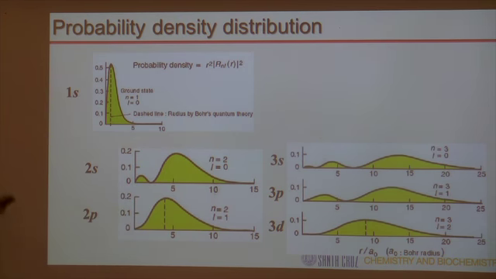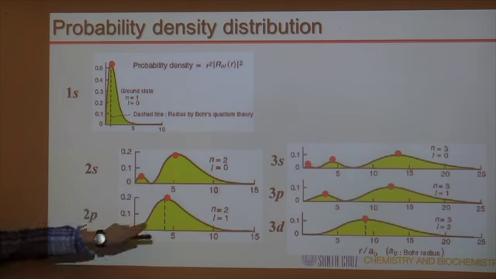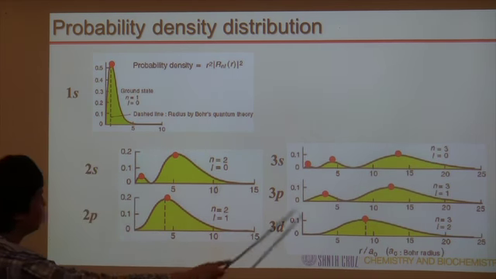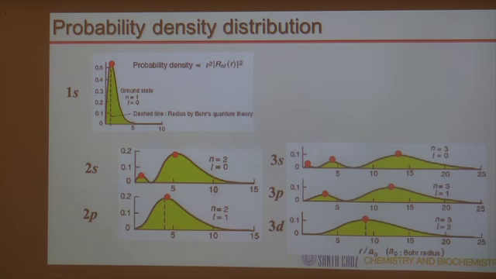So for 1s, how many peaks do we have? 1. For 2s, 2. 2p, 1. 3s, 3. 3p, 2. 3d, 1. Can you give me a relationship between the number of peaks and the quantum numbers n and l?